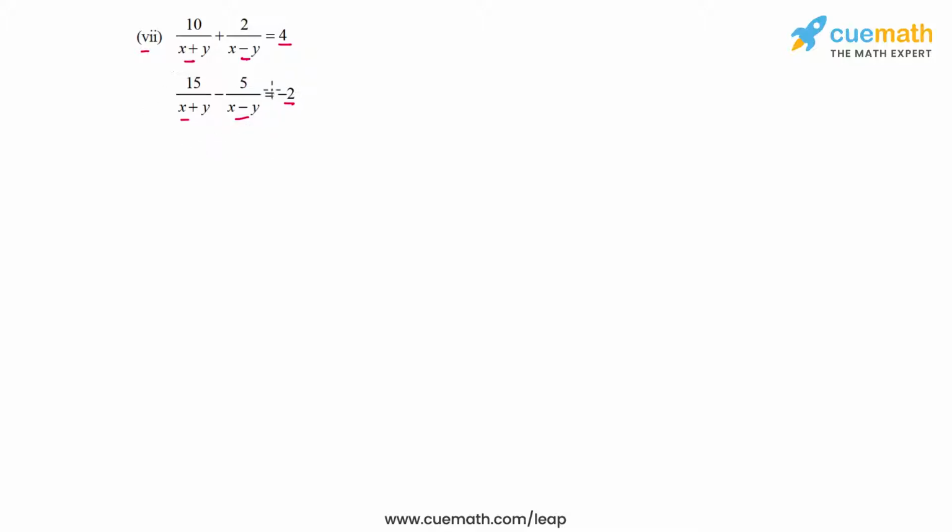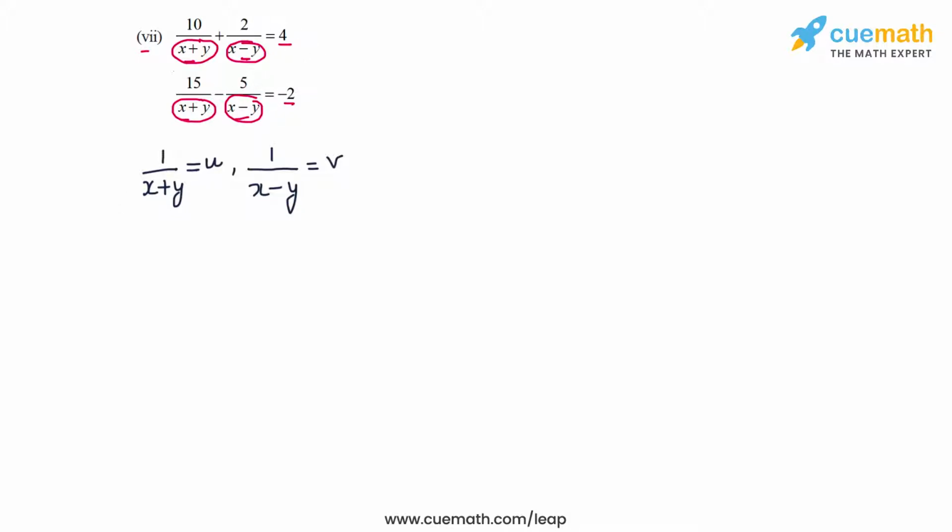So the substitution that we can do here, we can arrive at by looking at the form of the equation. So we have 10 by (x plus y), and here we have 15 by (x plus y), and the second term is 2 by (x minus y), and here it's minus 5 by (x minus y). So if we do the substitution 1 by (x plus y) equal to u and 1 by (x minus y) equal to v, that should convert these equations into a pair of linear equations in u and v.